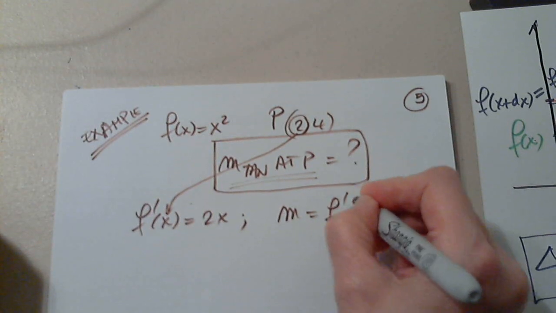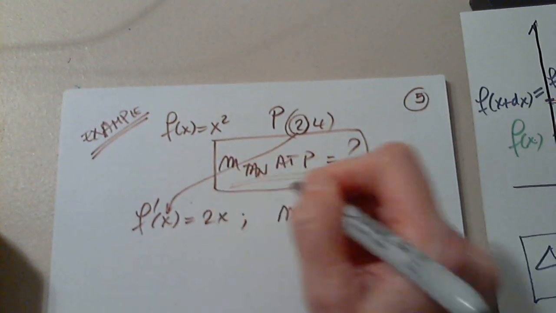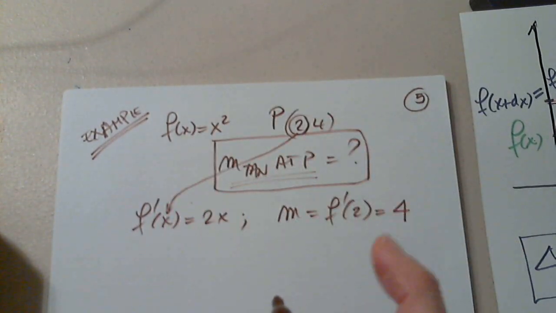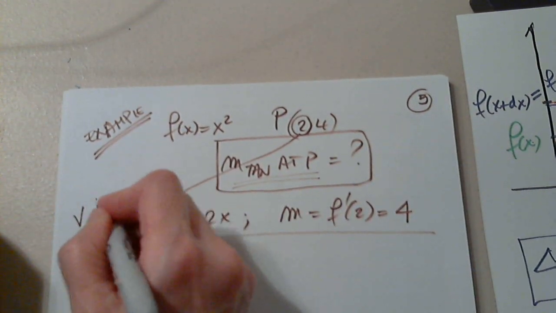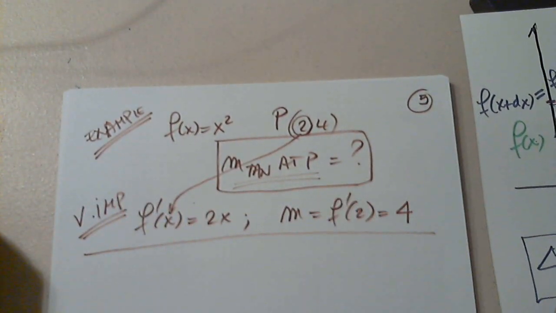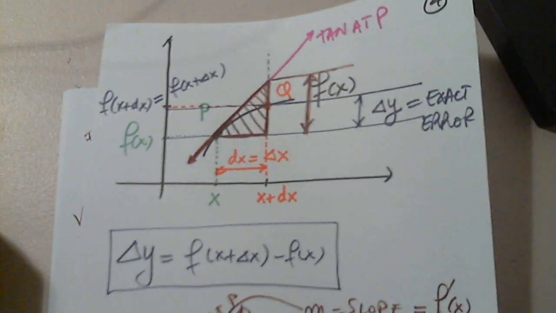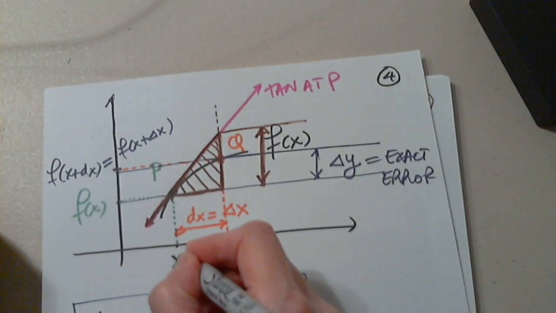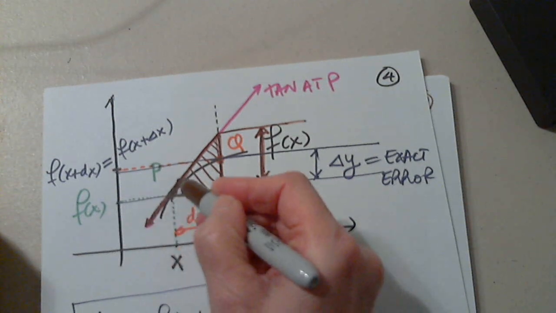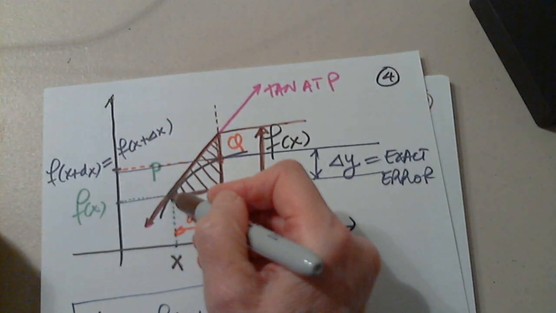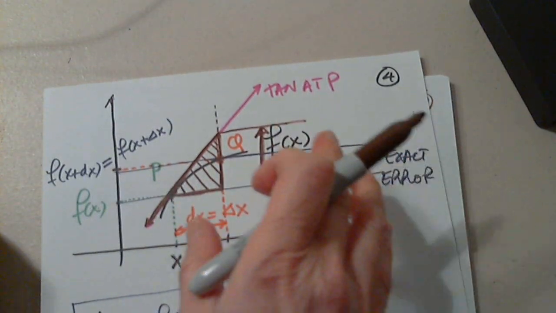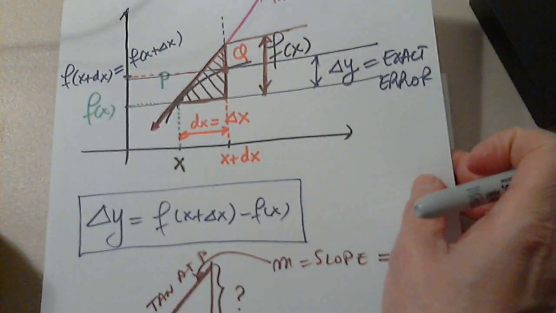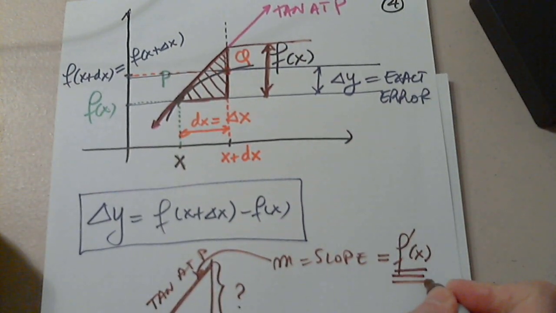So this is f prime of 2. 2 times 2 will be 4. So please remember, this is one of the most important concepts in this class. Therefore, because this is x, the slope of the tangent line at the point P with x being x must be f prime of x. Okay.